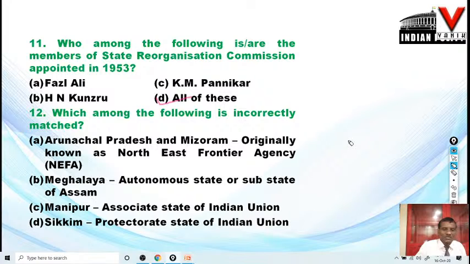Which among the following is incorrectly matched? Arunachal Pradesh and Mizoram, originally known as NEFA, Meghalaya, autonomous state or substate of Assam, Manipur, associate state of Indian Union, Sikkim, protectorate state of Indian Union. So from the four options, NEFA is right. Arunachal Pradesh and Mizoram were together known as NEFA, the North-East Frontier Agency during British time. Meghalaya was an autonomous substate of Assam, right? Manipur was not an associate state, it was a union territory.